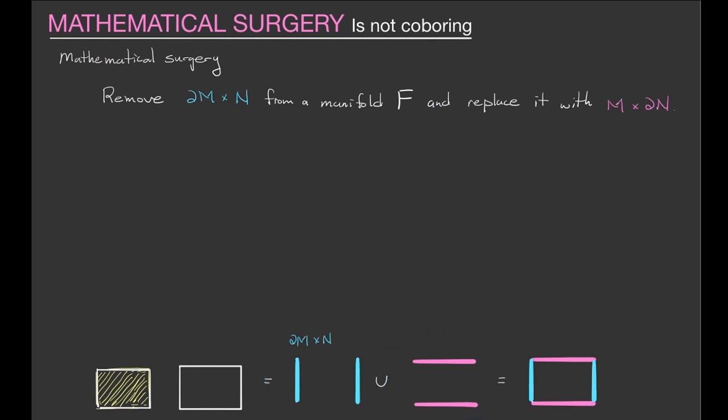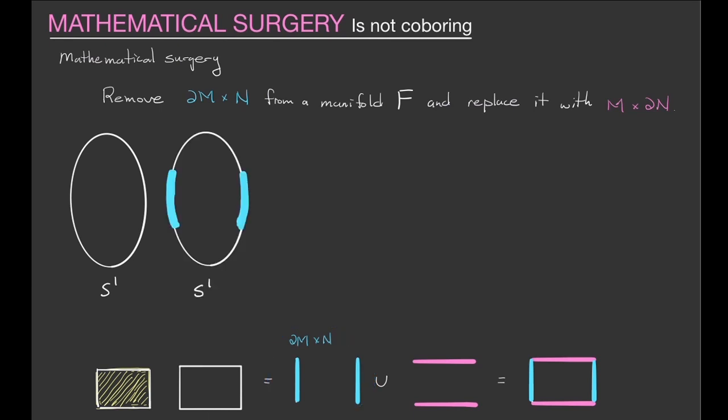So here's what we're going to do. We're going to take a manifold F, remove this part, and then glue back in this part. The manifold F that we'll look at is S1. On S1, we'll identify the cyan part. So here we have S1, but now there's a part of it that's highlighted. This is going to be the part we remove, and then after that, we're going to glue back in this magenta part. So we're removing this part to glue back in this part.